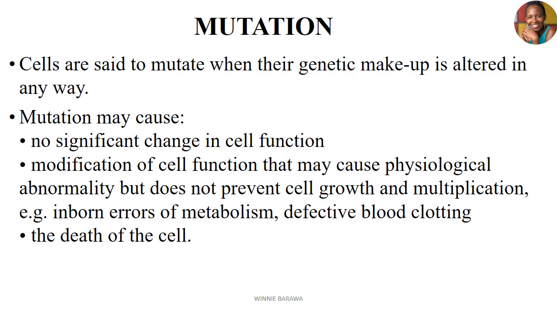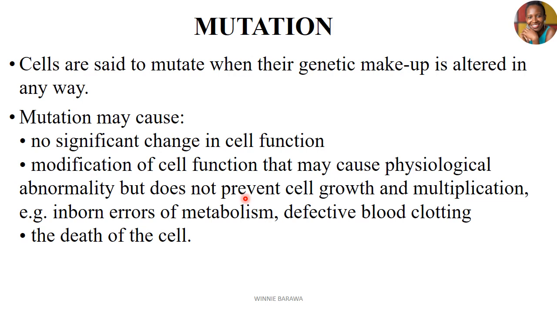So that marks the end of the protein synthesis. However, we are explained that during protein synthesis, some twist can happen whereby we end up with a process we call mutations. So in here, the cells are said to mutate where their genetic makeup is altered in any way. So the alteration of this DNA makeup can cause changes or modification. However, in some areas, it may cause no significant change in the cell functions. However, it can also bring modification of the cell functions and cause some physiological abnormalities. However, this will not stop any form of cell growth or multiplication.